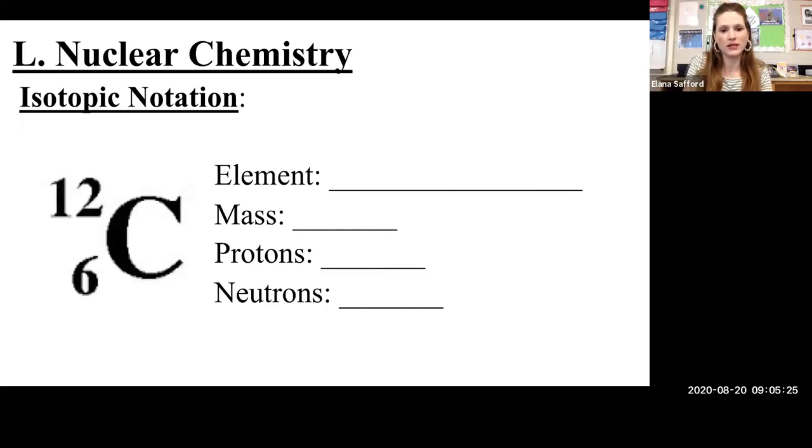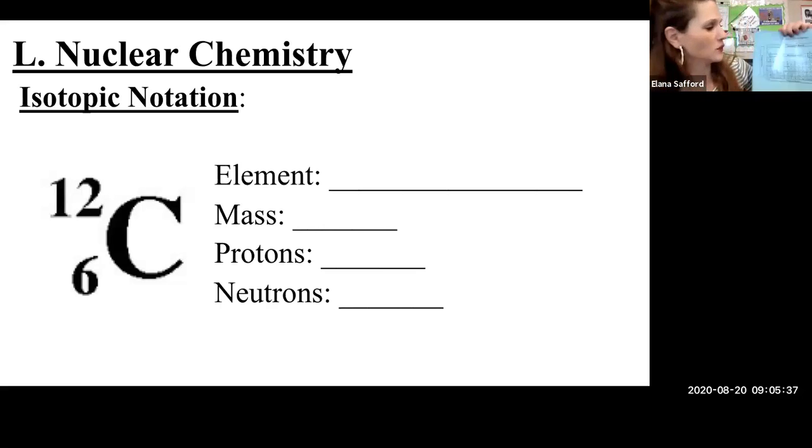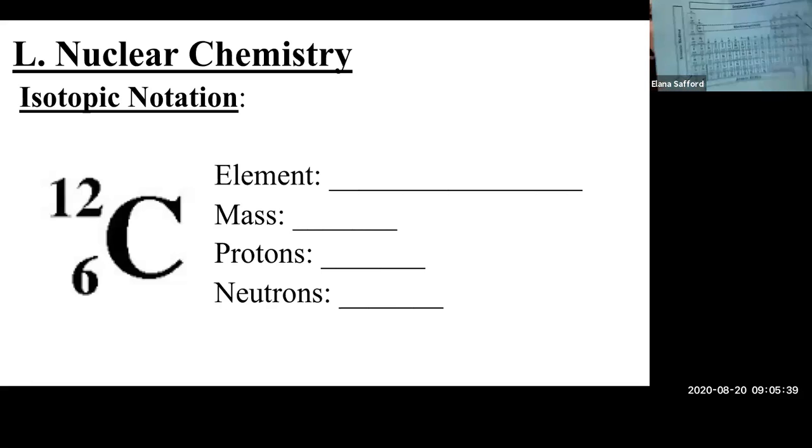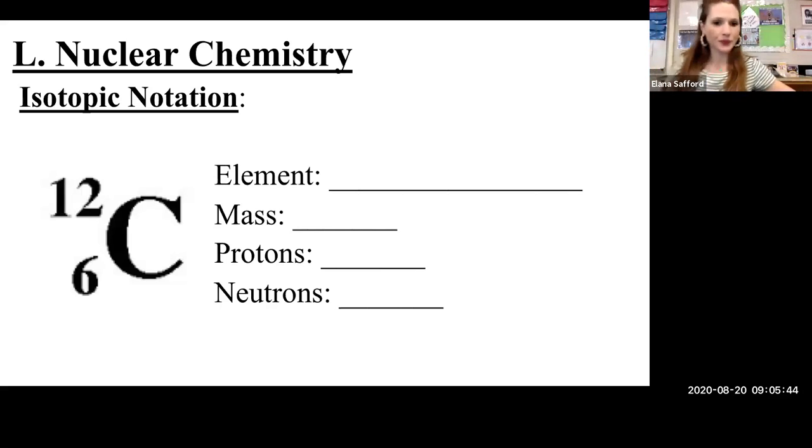Okay, so let's look at this. We're going to practice identifying these. So, what element is this? You can get your periodic table. I'm going to look for the C. All right, this is carbon. The mass number is the protons plus the neutrons. That's this one. So the mass is 12.